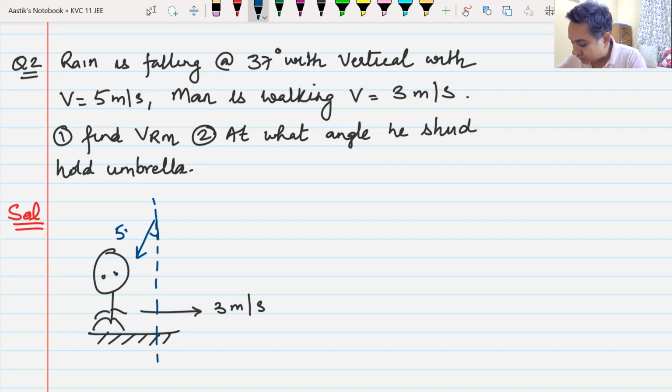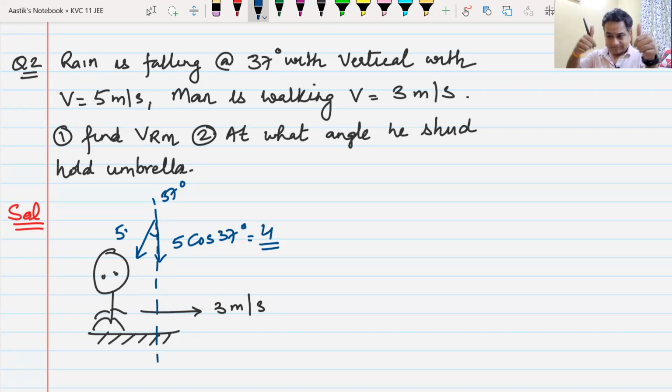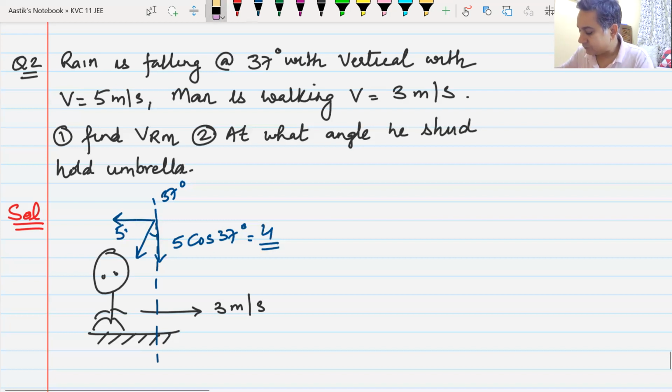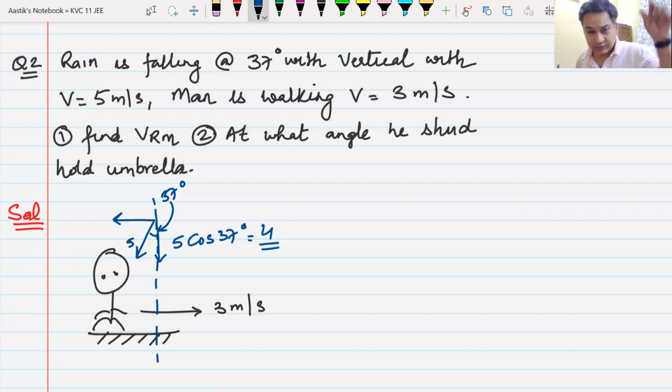So what I got to do is resolve it into two components. This angle is 37 degrees. Do we see this? Yes or no? So this component becomes 5 cos 37. 5 cos 37 is 5 into 4/5. It is 4. Yes or no? And this component here, this angle is 37, so the vertical side becomes 5 cos 37. This becomes 5 sin 37. Sin 37 is 3/5. So this becomes 3 meter per second.